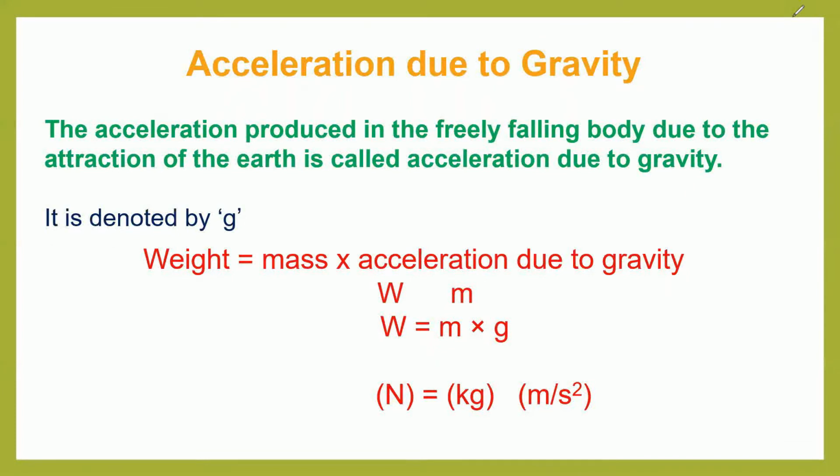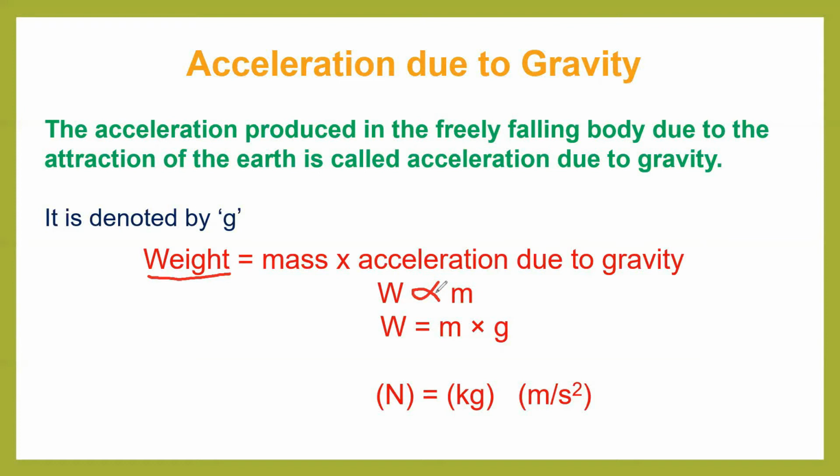Acceleration due to gravity. The acceleration produced in a freely falling body due to the attraction of the earth is called acceleration due to gravity. It is denoted by g. So what can we say that here in this case? The weight is directly proportional to the mass. More the mass, more the weight. Double the mass, the weight is going to be double. If you have a triple mass, then weight of the object is going to be 3 times.